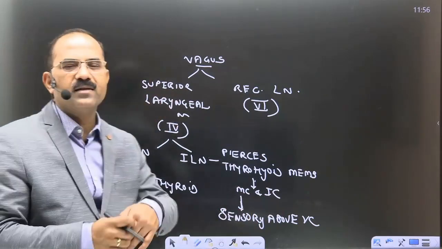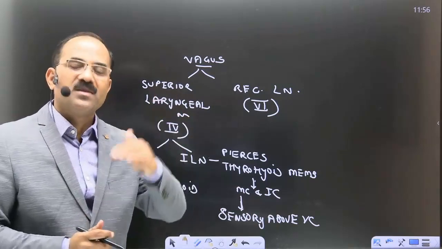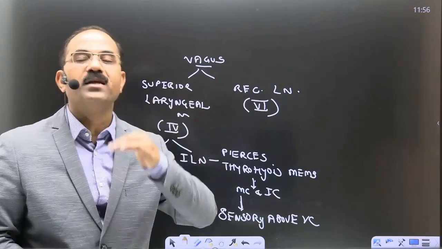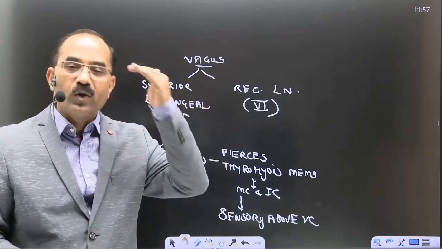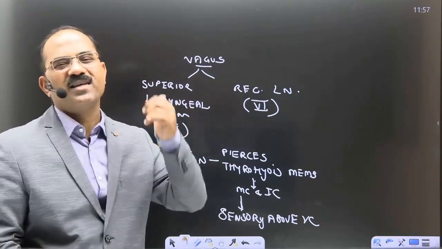Now it is inside the hypopharynx. Then it goes to the larynx, supplies the sensory supply of the larynx above the vocal cords. It also supplies the posterior most part of the tongue and the epiglottis.